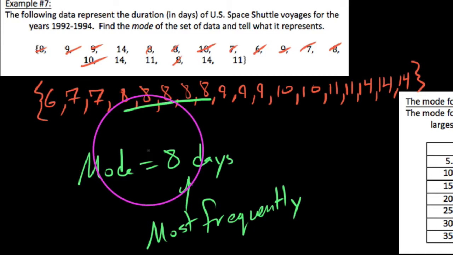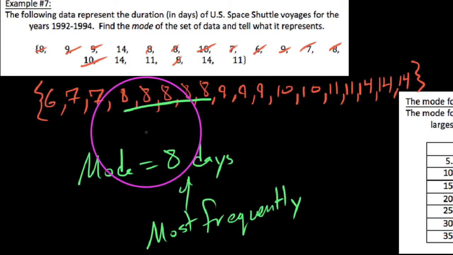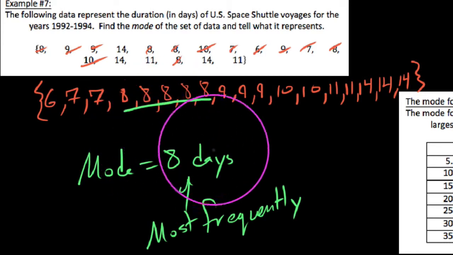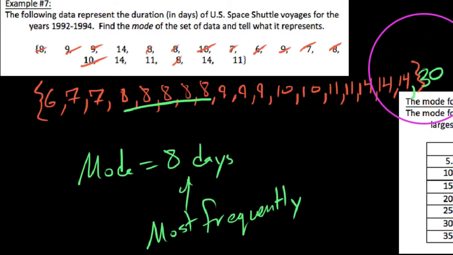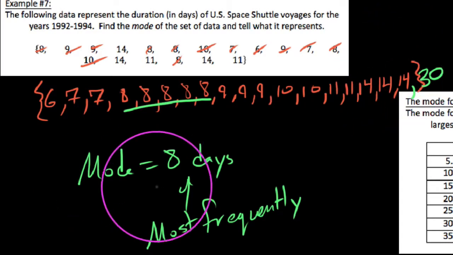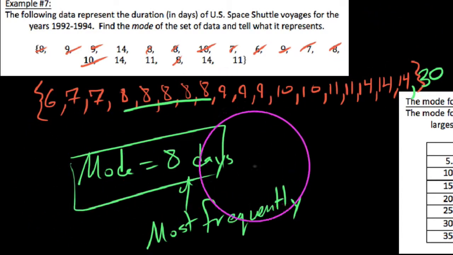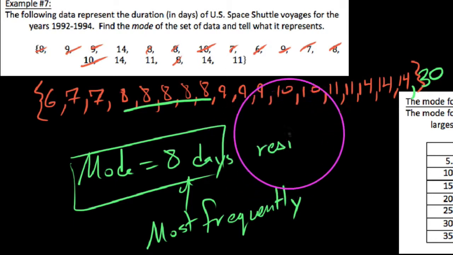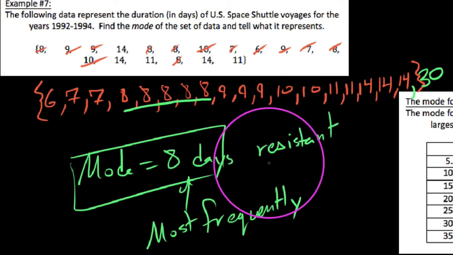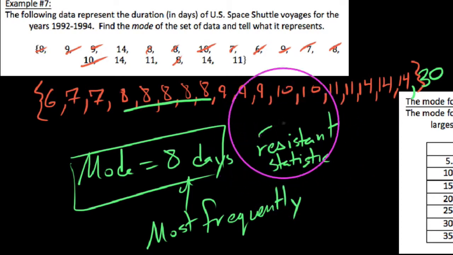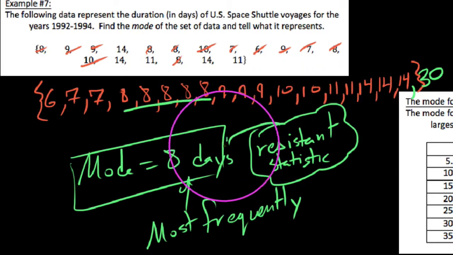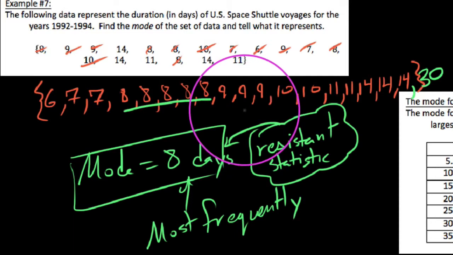One thing I want you to consider is how the mode is different from the median, but mostly from the mean. If we were to add in a space shuttle voyage of 30 days, would that throw off my average? Well, it would. Would it throw off the mode? One thing about the mode is that it is very resistant. We refer to this as a resistant statistic, because you could throw in very large or very small data values, and it tends to resist the influence that those values have.